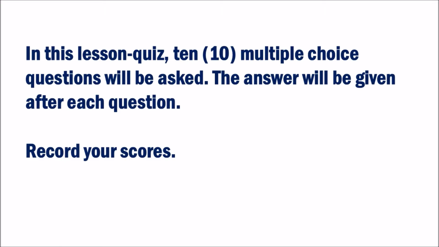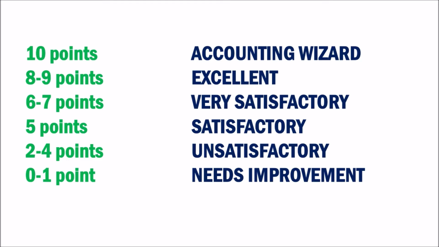If you're correct, you just put a check mark, and if you're incorrect, make sure that you understand what made you answer wrong in that specific question and understand it very well. If you got 10 points, then you are an accounting wizard. 8 to 9 points, you're excellent. 6 to 7 points, that is very satisfactory. 5 points is our passing score. 2 to 4 points, that's a bit unsatisfactory, but I hope you don't get a score of 0 to 1, because that really needs you to improve in the lessons.